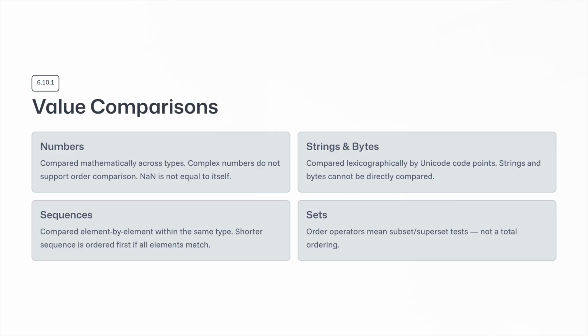Compared lexicographically by Unicode code point. Strings and bytes cannot be directly compared with each other. Sequences. Compared element by element within the same type. The shorter sequence is ordered first if all elements match. Sets. The less than and greater than operators mean subset and superset tests, not a total ordering, so you can't sort a list of sets.